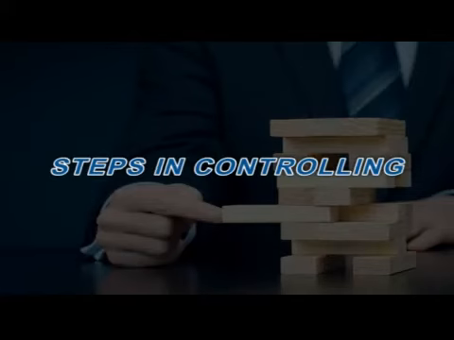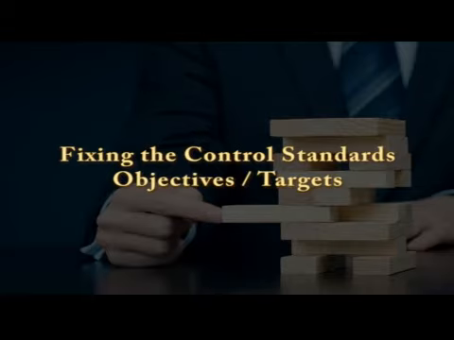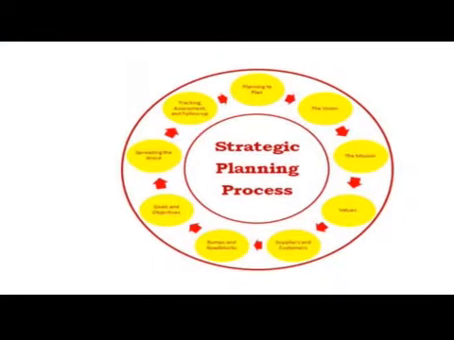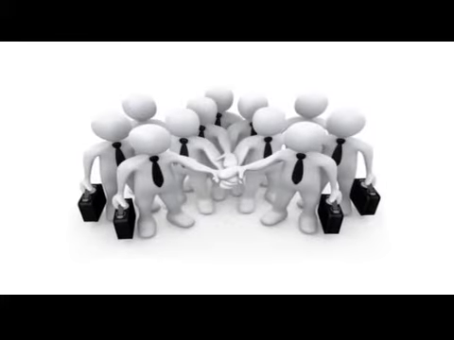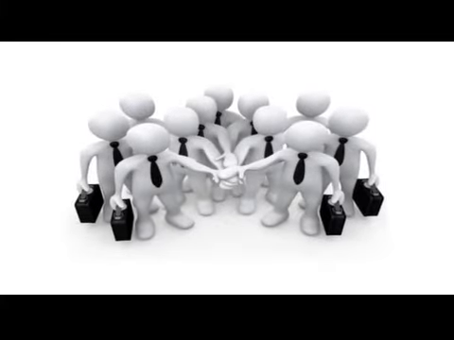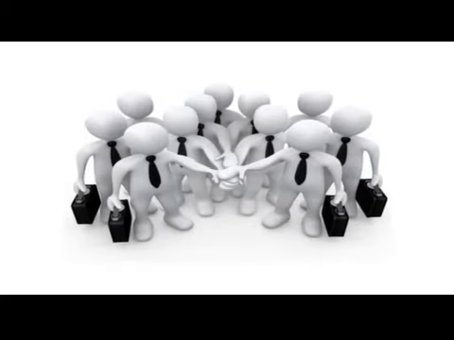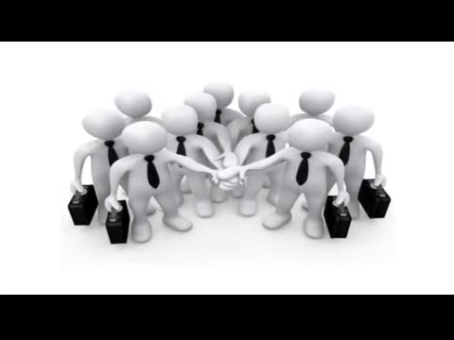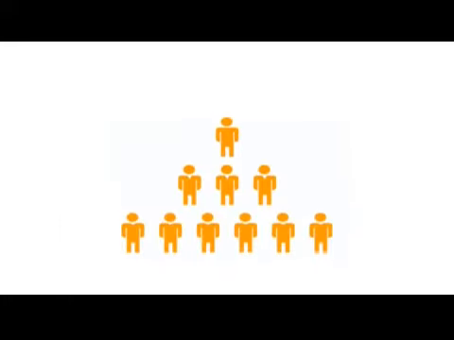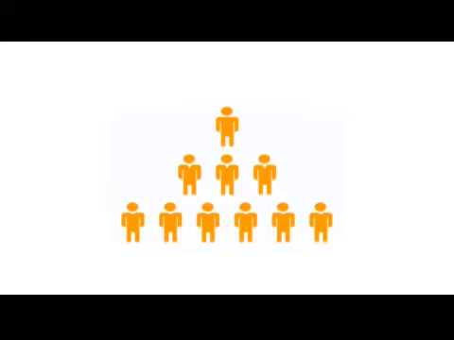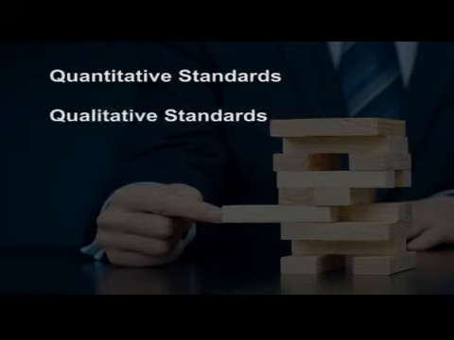Steps in controlling. There are 5 main steps involved in the control process. They are as follows. Fixing the control standards or objectives or targets. Within an organization's overall strategic plan, managers define standards for organizational departments in specific operational terms that include standards of performance to compare with organizational activities. A standard is a criterion or base which is used to measure the performance of the subordinates. Standards may be of two types, that is quantitative standards and qualitative standards.